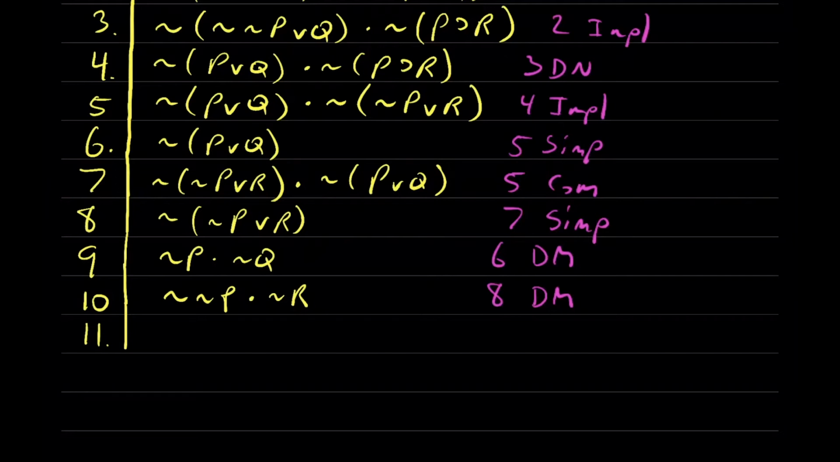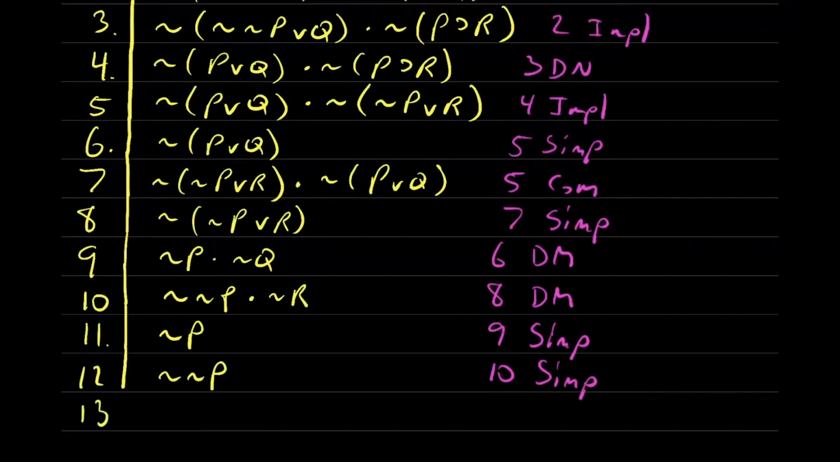So on line 11, I'm going to simplify line 9 and get not P on its own line. So line 9 by simplification. And line 12, again, still inside the scope of this assumption line, I'm going to get not not P. And that's going to follow from line 10 by simplification. And of course, that's just P. So I'm going to get rid of that double negation. That's going to be line 12 by double negation.